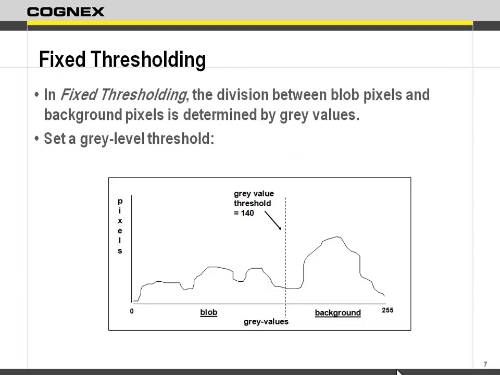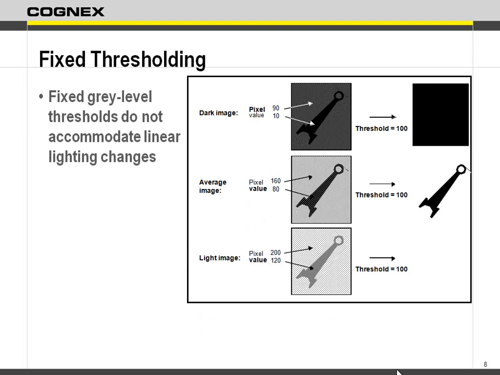So we have a fixed threshold. What a fixed threshold is going to be is you set a threshold and it's going to stay that way no matter what. So as lighting changes, it's not going to change. It's a hard fixed threshold. So let's say that I'm looking at this part and the actual value of this part is going to be 10 and its background is going to be 90. If I say the threshold is 100 and I'm looking for a black blob on a light background, notice I pick up the whole image. That's because anything that's below 100 is considered blob. So it sucks in both the shape and the background.